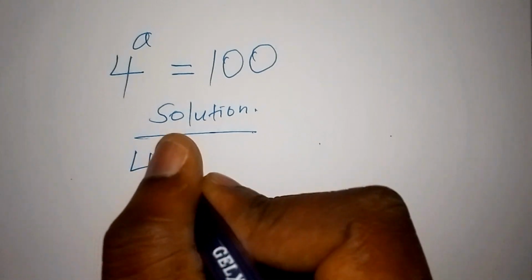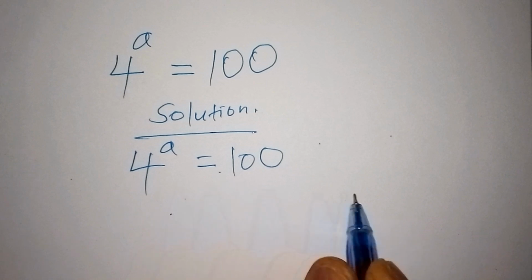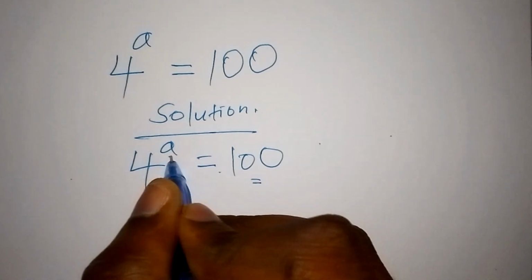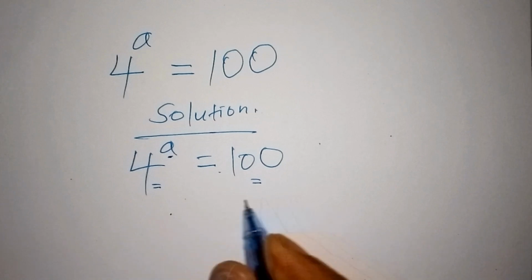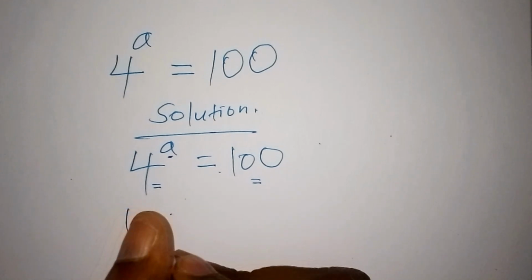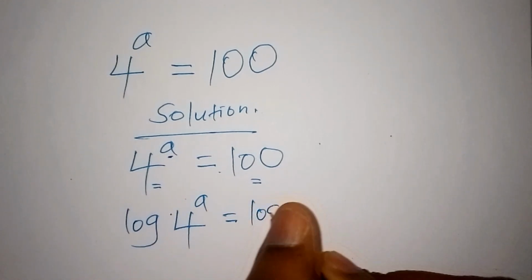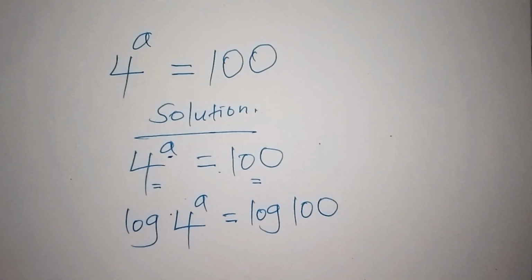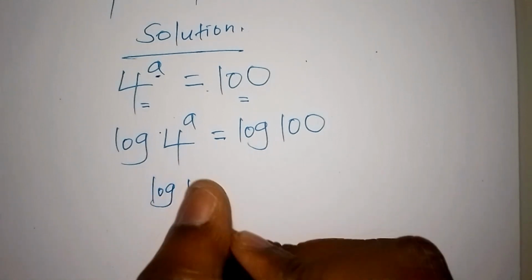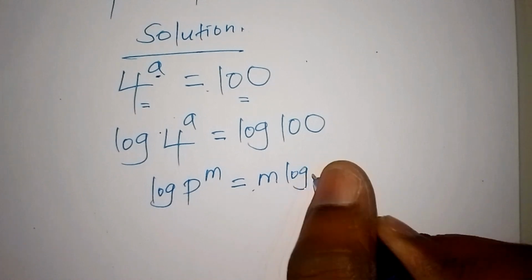So we have 4 to the power of a is equal to 100. So how do you work out this maths problem? Now 100 is a whole number, 4 is a base, then a is an index. So for us to work it out properly, we need to introduce the log on both sides. So in this case, we shall have the log of 4 to the power of a is equal to the log of 100. So from there, we know that when we have the log of p to the power of m, this can also be written as m times the log of p.